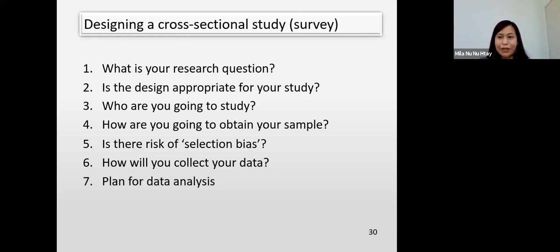Before starting the study, we also need to plan how we are going to analyze. Are we going to analyze only the prevalence, or are we going to analyze whether there is any association between these exposure factors and the outcome? Okay, so these are the 7 questions we need to think about in advance before designing the cross-sectional study.